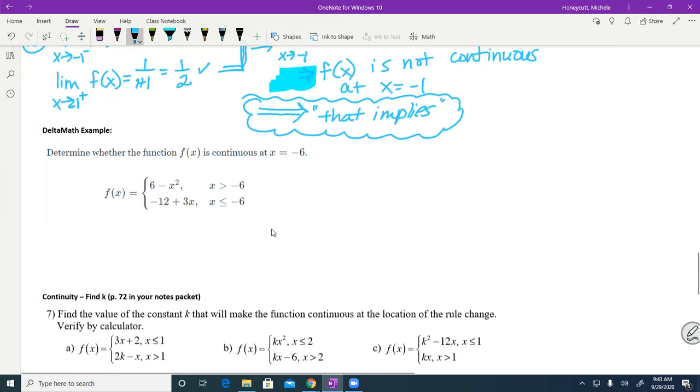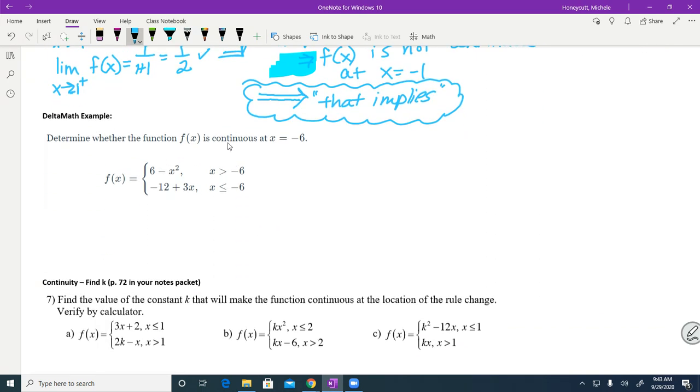Okay, now here's an example on Delta Math. Determine whether a function f of x is continuous at -6. So let's check. What is f of -6? F of -6, if I substitute it, looks like I need to substitute in the bottom formula, -12 plus 3 times -6. That's -12 minus 18, -30. Condition number 1, I got a value, that's met.